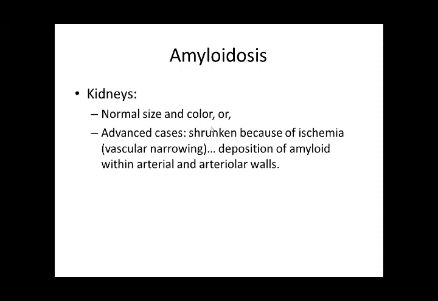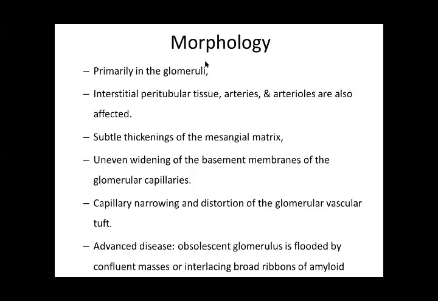Kidneys are normal in size and color. In advanced cases, they get shrunken, atrophied, right? Shrunken because of ischemia, vascular narrowing, deposition of fat, amyloid in arteries and arterioles. Primarily, they sit in the glomeruli because the glomerulus is a filtration area, a higher pressure area that filters all the waste stuff, and it gets affected by these toxic materials more easily and quickly. Primarily in the glomeruli; interstitial peritubular arteries and arterioles are also affected.